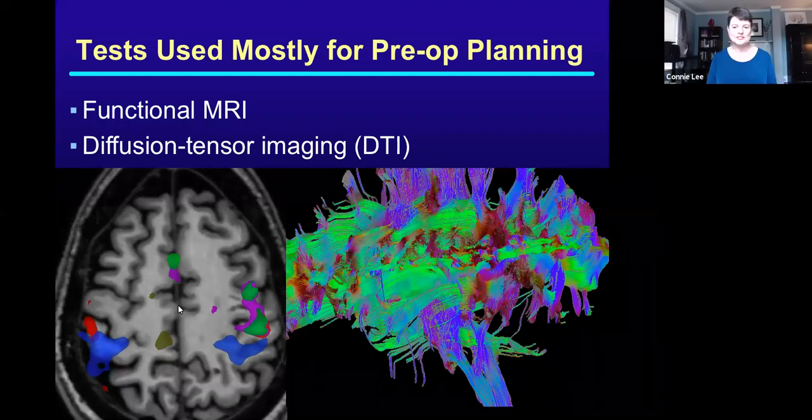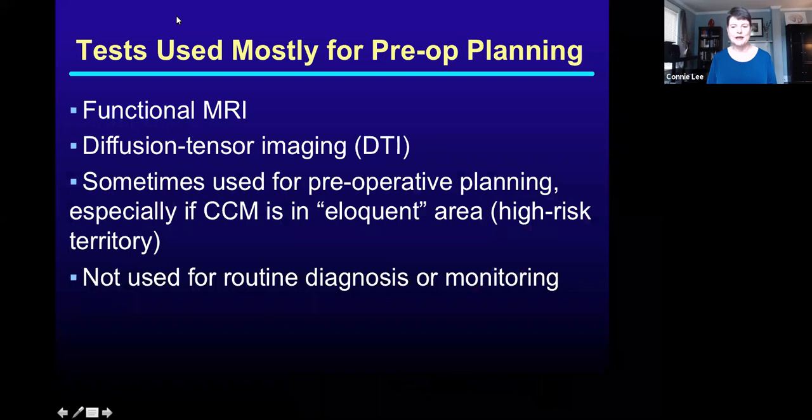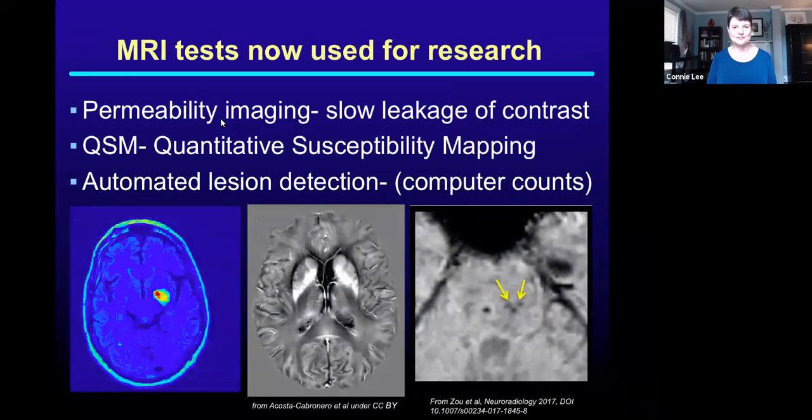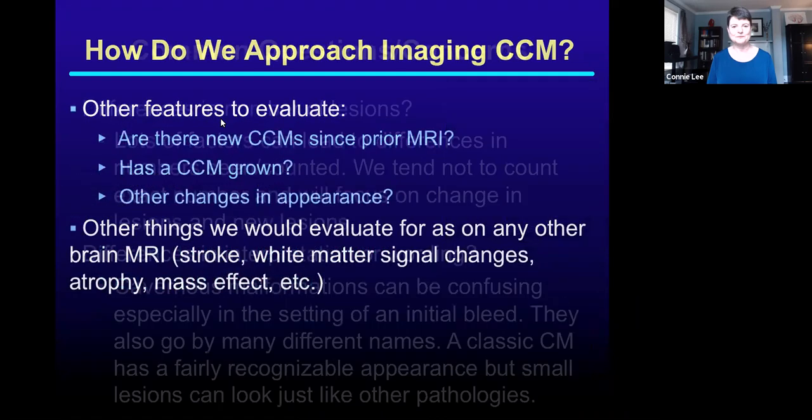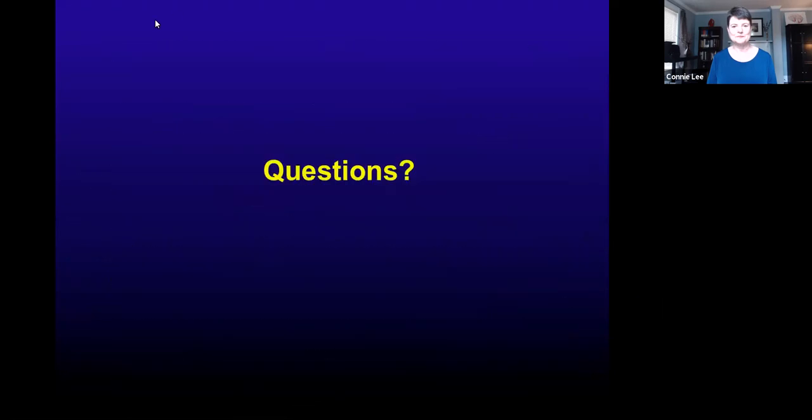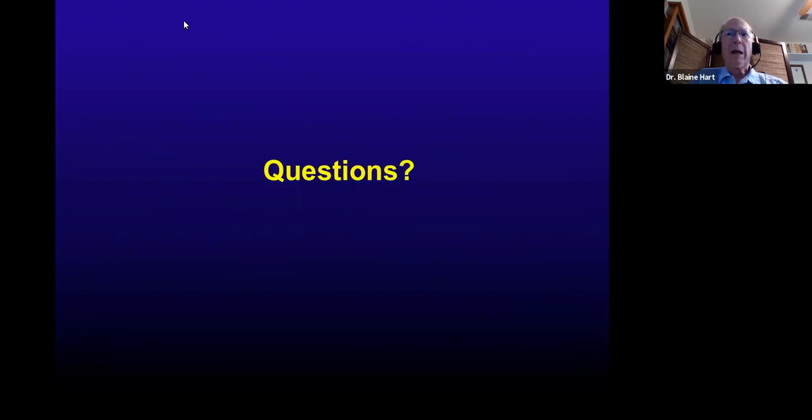Here's a big question. Is it possible to tell from an MRI whether a lesion is more or less likely to hemorrhage? Some of the research tools we hope will give us an insight, maybe those blood tests you're talking about right now. We'd hope, for example, that the permeability imaging might give us some clues, but it has not worked out as well as we'd hoped.